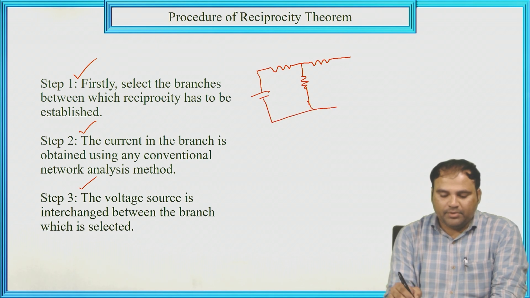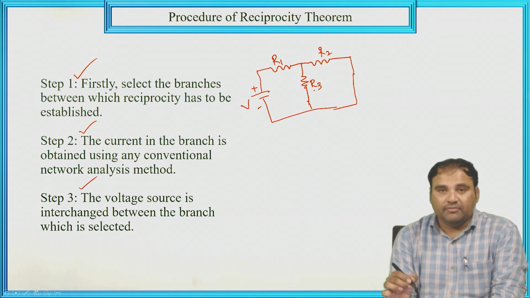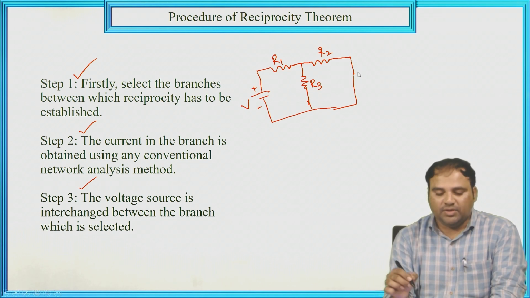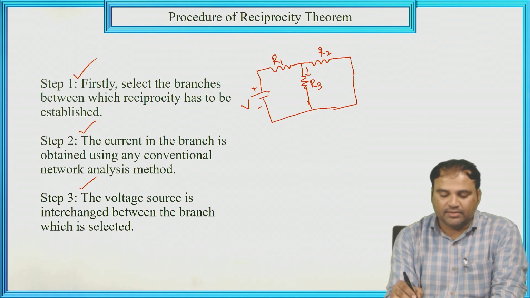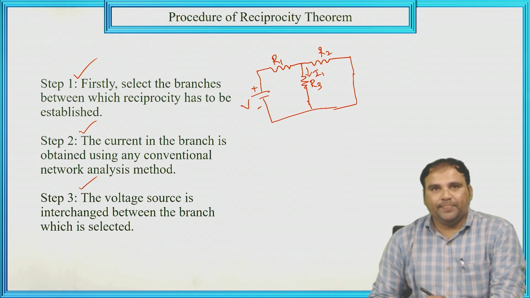So for example, here the plus-minus voltage is V, the resistors are R1, R2 and R3. Previously we took the current value here, and now I am taking the current here. Let us take the current as I1. Now we have to verify the reciprocity theorem.